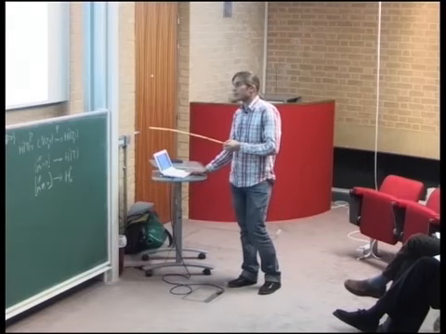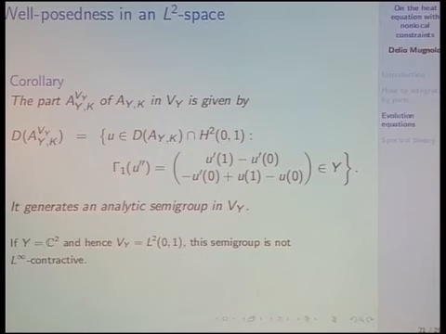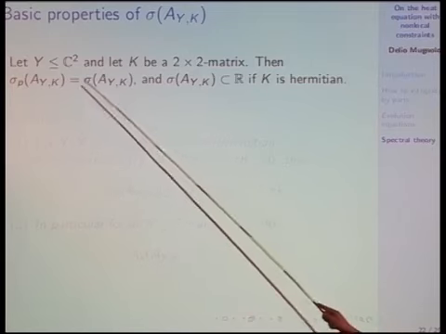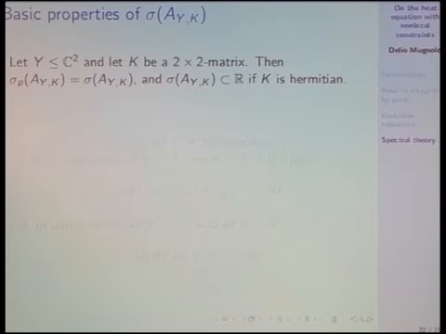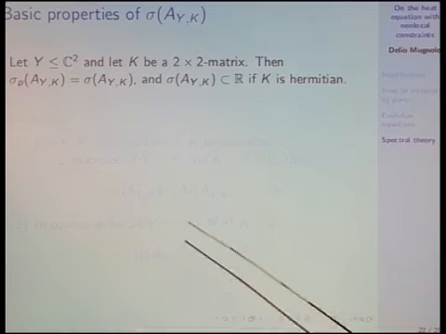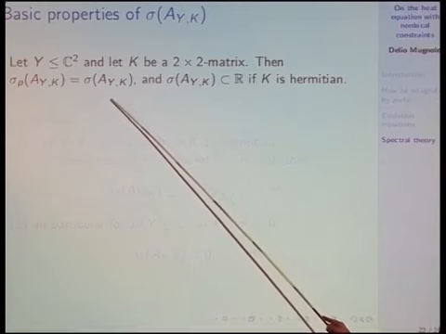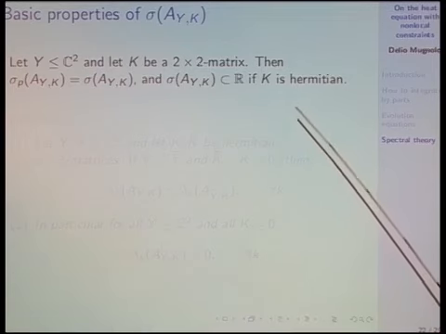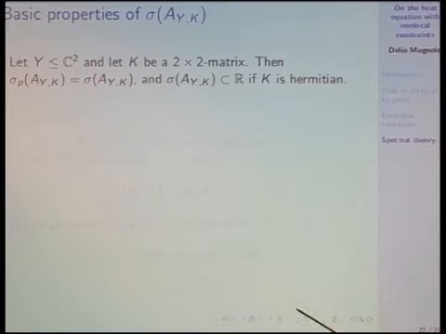So to conclude, let me just mention what happens with the spectrum of these operators. What we already know is that for all choices of Y and K, you have an operator with compact resolvent. This simply has to do with the compact embedding of L2 into this H-1 space. So the spectrum is purely point. And of course, if K is a Hermitian matrix, then you have a self-adjoint operator, so the spectrum is real.